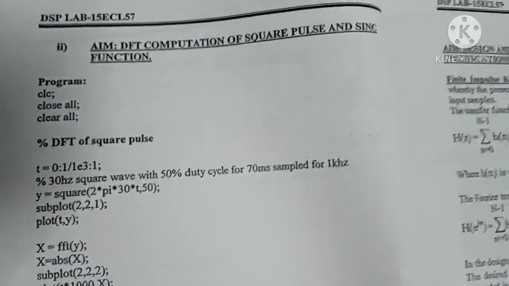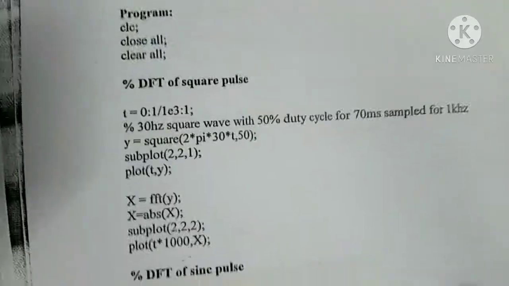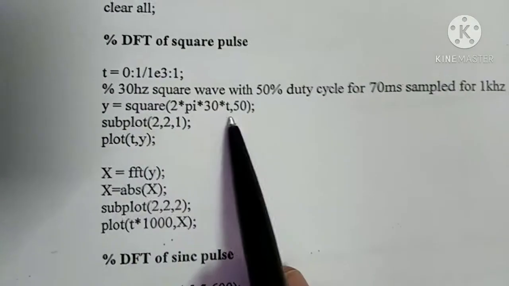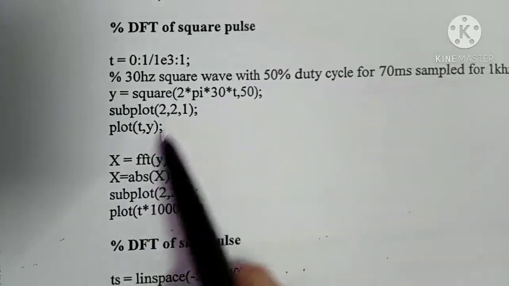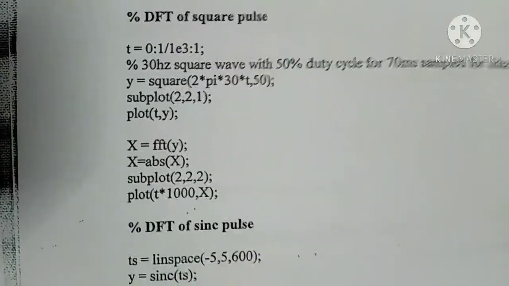Okay, so this is about your experiment 6. Next is DFT computation of a square pulse and sinc pulse. So we are generating a square pulse. How much frequency do we require? 30 hertz, and duty cycle 50. We are generating a square pulse, applying FFT for this, and displaying that value.